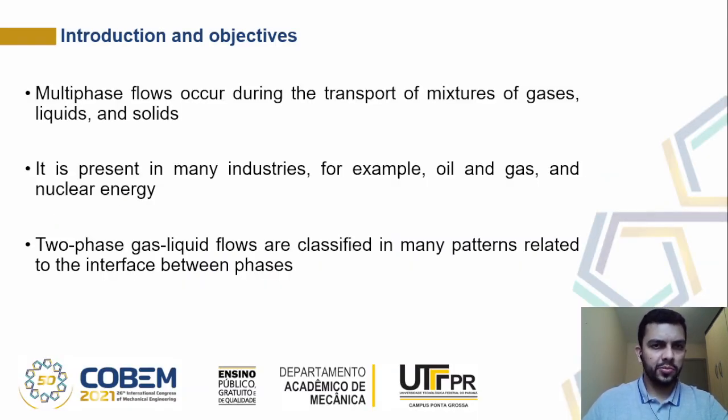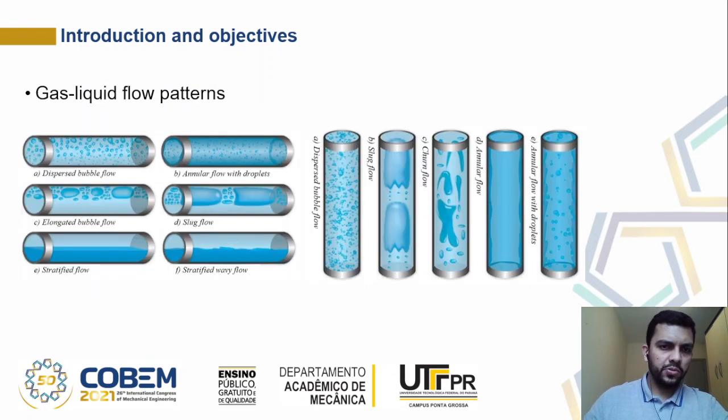Starting with introduction and objectives, the subject of this work are the multiphase flows, which occur during the transport of mixtures containing gases, liquids, and solids. These flow types are present in many industries, for example, oil and gas, and nuclear energy. And one specific but very important case of multiphase flows are the two-phase gas-liquid flows. These flows can be classified in many patterns related to the interface between phases, which are shown in this image. So this image shows the main gas-liquid flow patterns.